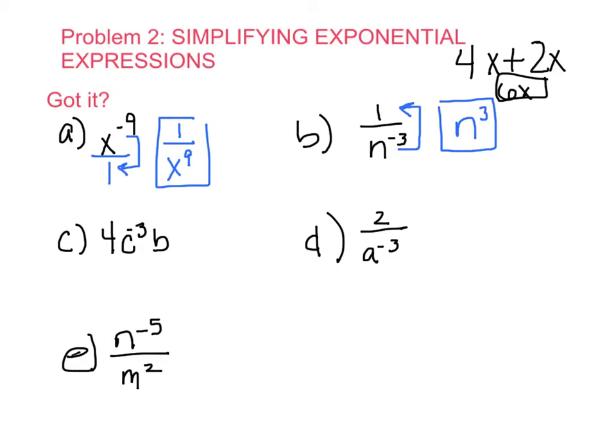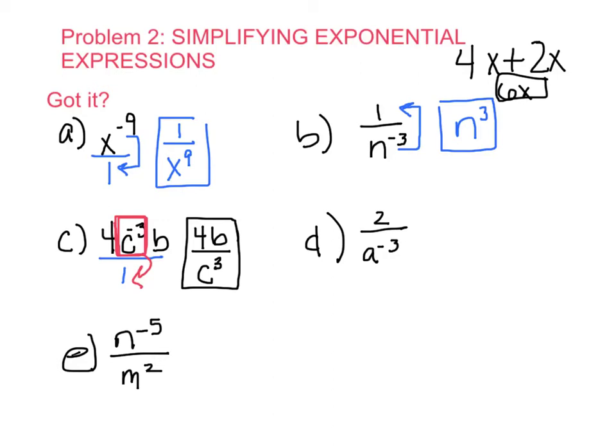4c to the negative third times b. Now, once again, this is like it's over 1. The c is the only thing to the negative third power. So this, what I'm boxing in red, this is 4 times c to the negative third times b. The c to the negative third is what has to move to the bottom. The 4 and the b are going to stay put. So they're going to stay on top. The c to the negative 3 goes to the bottom and becomes positive. And there's your answer.